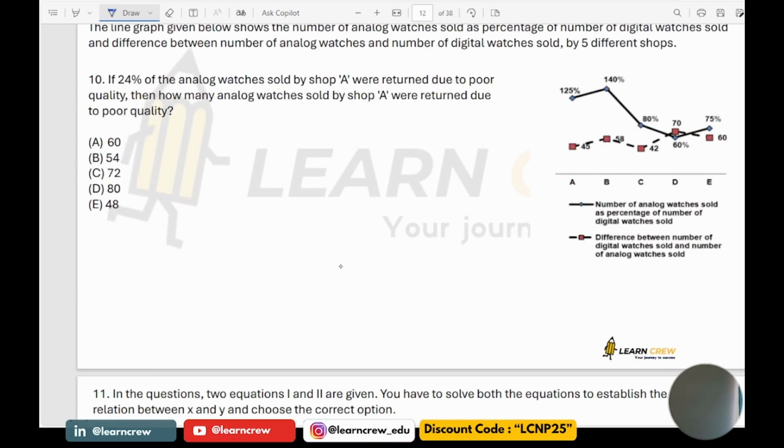Question number 10. If 24% of the analog watches sold by shop A were returned due to poor quality, then how many analog watches sold by shop A were returned due to poor quality? So how much is given? 24% out of 225. 24% is how much? It is 54. So the answer is 54.